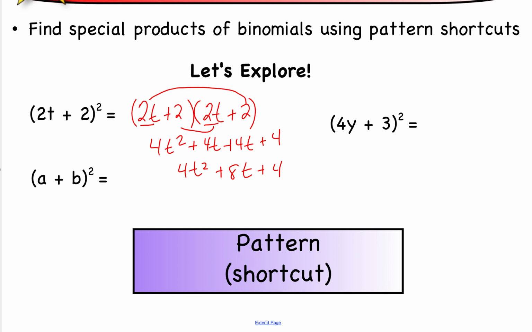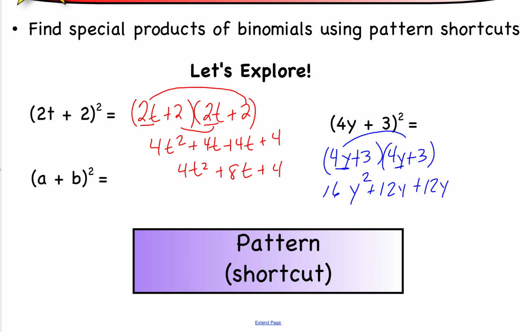Let's look at what we get for the second problem here, 4y plus 3 multiplied by itself twice, or squared I should say. 4y plus 3 times 4y plus 3. And again, multiplying the first terms, 4 times 4 gives us a 16. Y times y is y squared. Our outside term is plus 12y. Same thing for the inside term, plus 12y. And the last term is plus 9. 3 times 3 is 9. So again, combining our outside and inside terms, we get 16y squared plus 24y plus 9. Well, let's take a look at what's going on here.